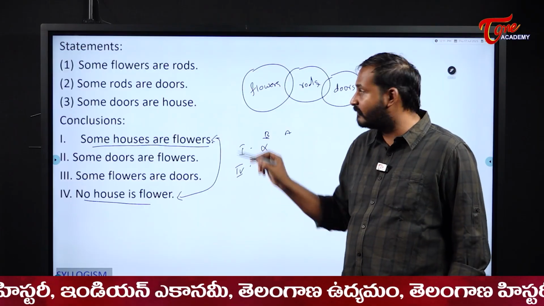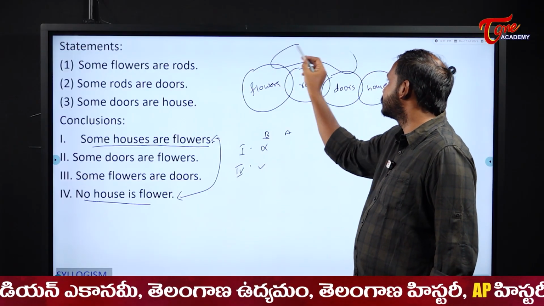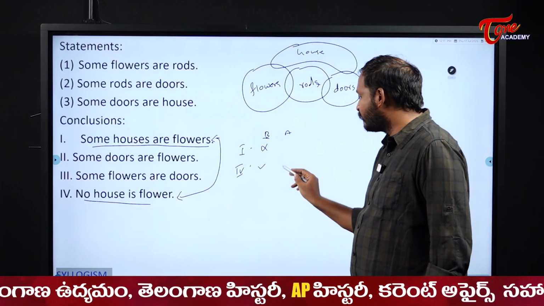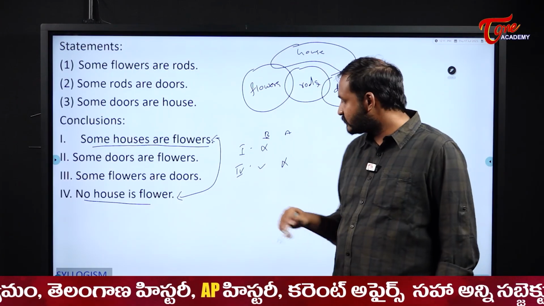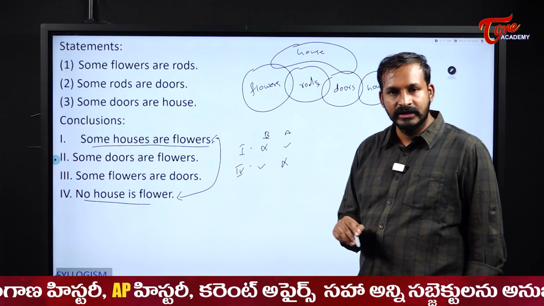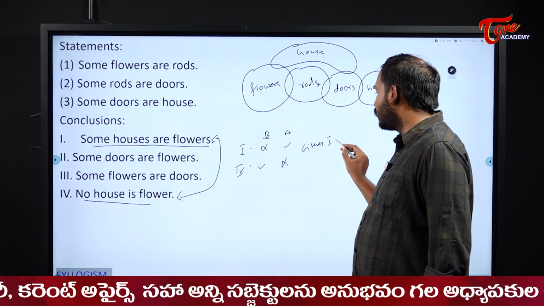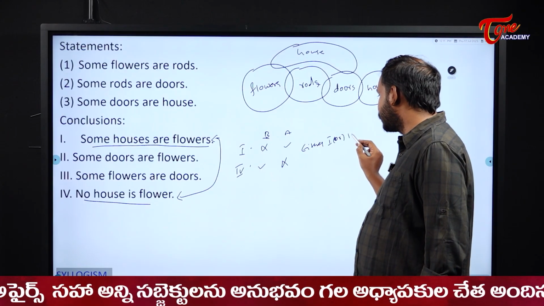Now, to make this "no house is flower" false, I will draw the house with flower. Can I draw the house with flower? That means intentionally I will draw like this. Yes sir, we can draw. So, then this becomes what? False. If it becomes false, what about this one? This becomes true, right? So, first and four, either 1 or 4 follows.